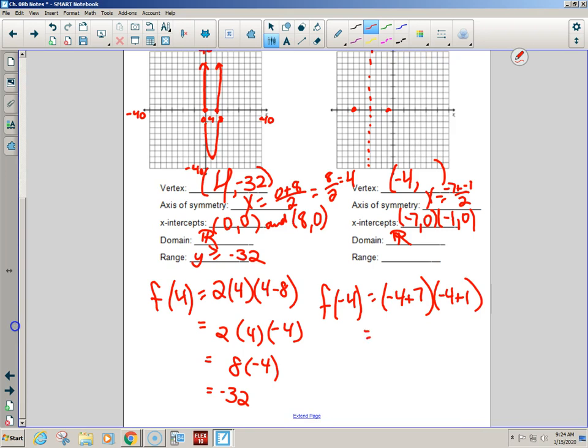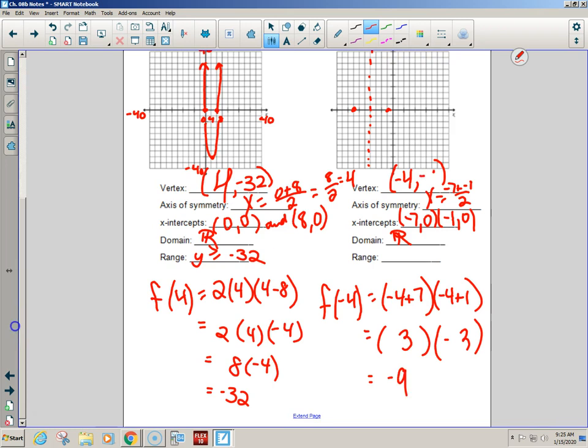Yeah, good. PEMDAS. This one's a negative. This one's a positive, though, right? What's negative 4 plus 7? 3. And what's negative 4 plus 1? And what's 3 times negative 3? Negative 9.